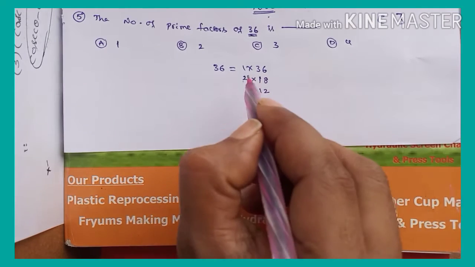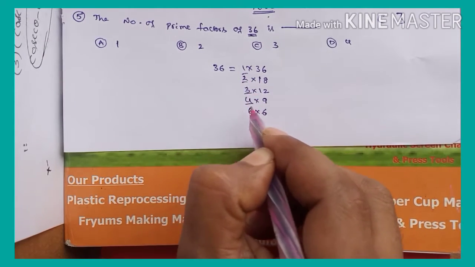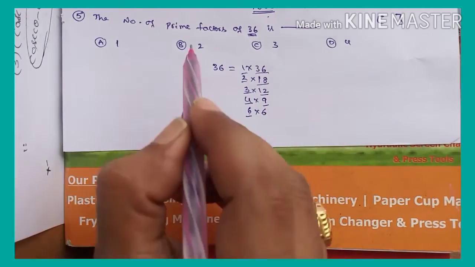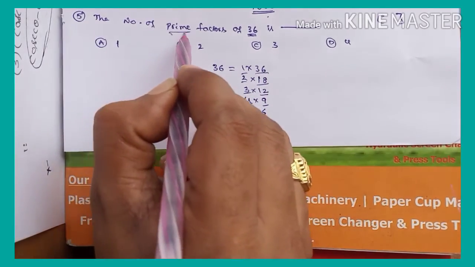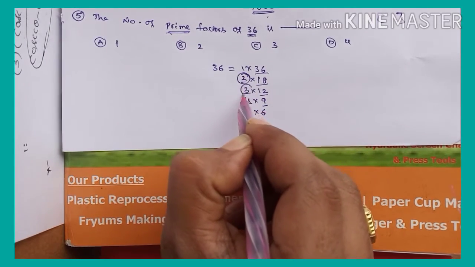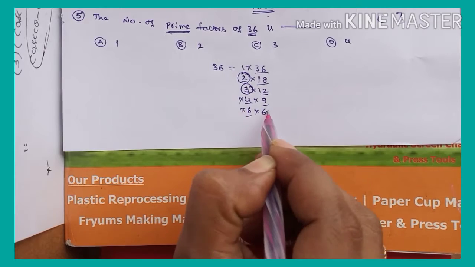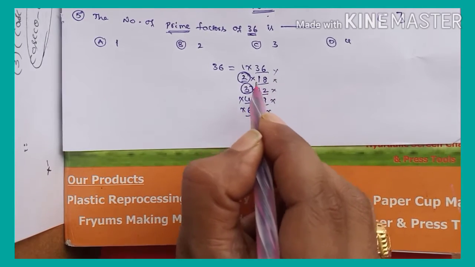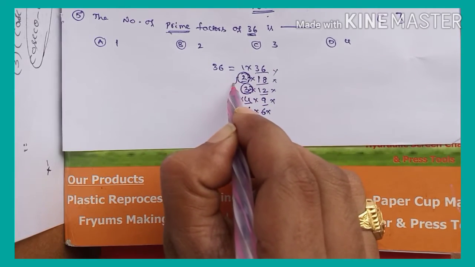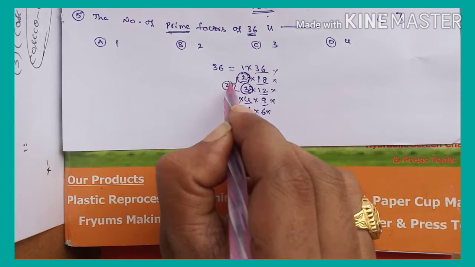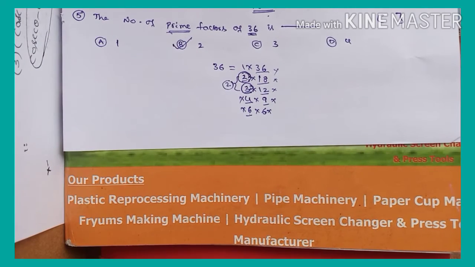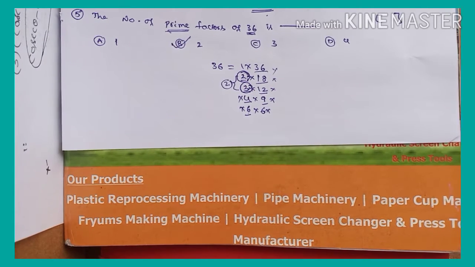Now these are the factors: 1, 2, 3, 4, 6, 9, 12, 18, 36. Among these factors we have to choose prime numbers. Here 2 is a prime, 3 is a prime. The rest of the numbers are not prime. So only two prime factors are there, 2 and 3. There are two prime factors for 36. So option B is correct.